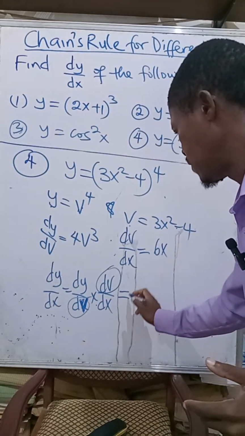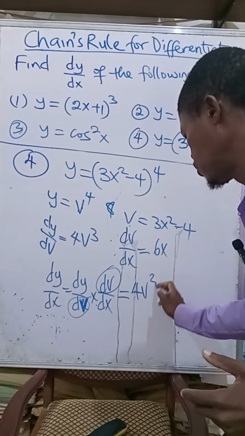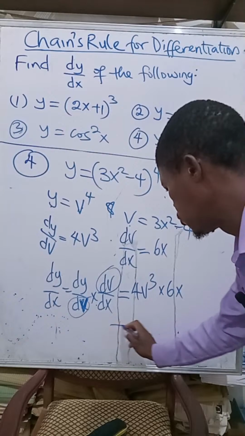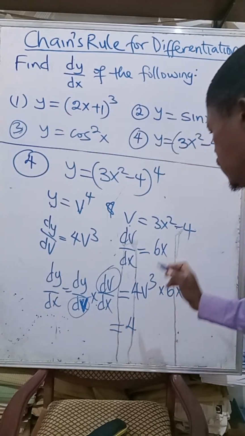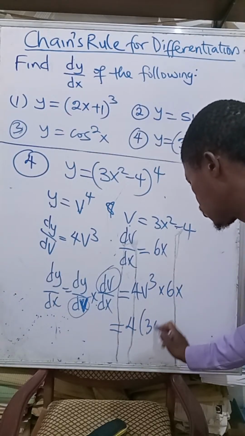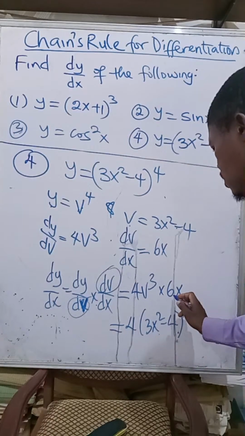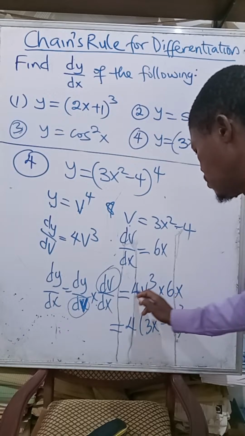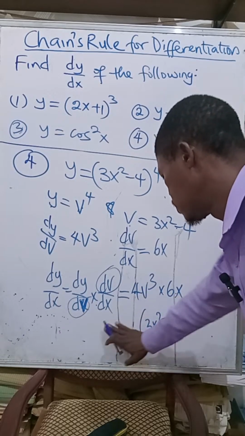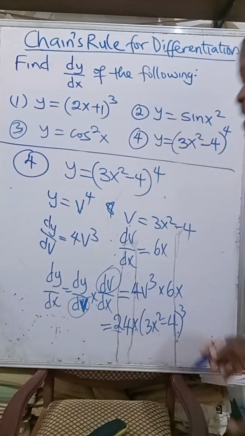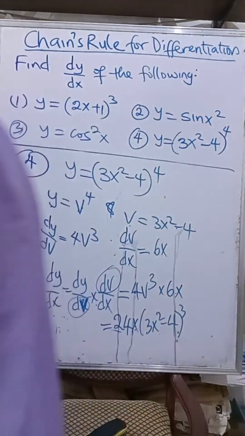So the v, that's 4v cubed times 6x. Then you now substitute back your v. Your v is an expression, 3x squared minus 4, to the power 3, times 6x. So 6x times 4, that's 24x. And that finished the first segment on the chain rule.